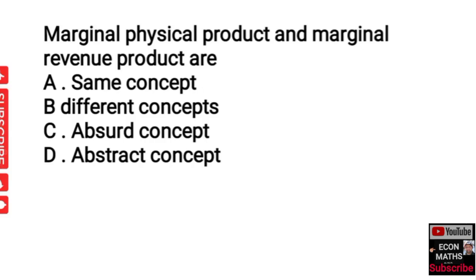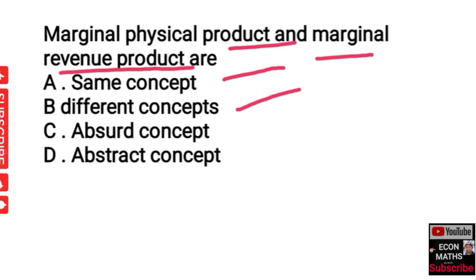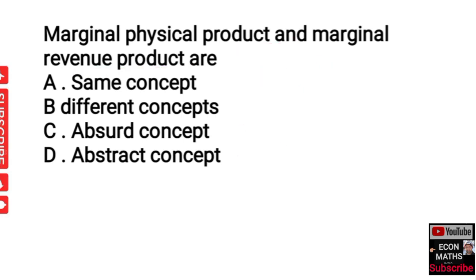In this video, we will try to solve the questions that were asked in the KPPSC lecturer economics exam. The first question is: marginal physical product and marginal revenue product are... The options were: same concepts, different concepts, absurd concepts, or abstract concepts. Okay, so what is marginal physical product?